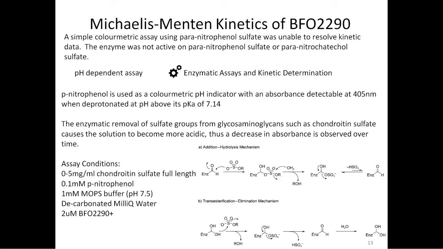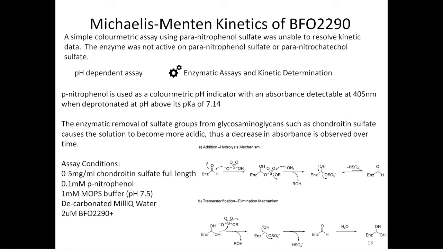For BFO2290, I used a pH-dependent assay because para-nitrophenol sulfate and para-nitrocatechol sulfate were not active with BFO2290. Of course, for this assay, I was using BFO2290 plus, which is the version that was expressed in the PET duet with the post-translational modification enzyme.